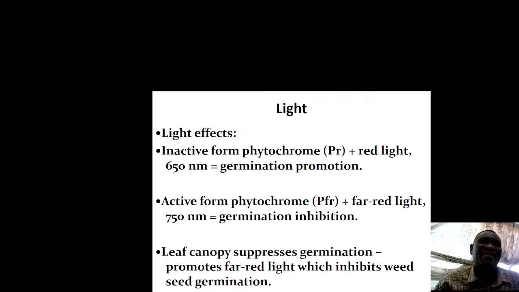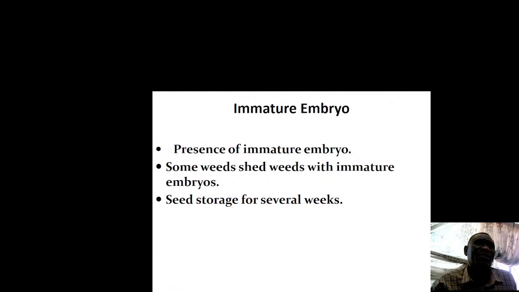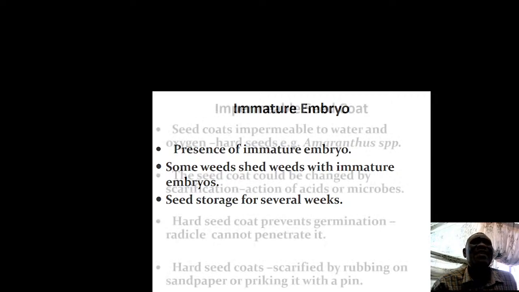So leaf canopy can suppress germination, where you have promotion of far red light, which inhibits weed seed germination. Immature embryo. Presence of immature embryo. Some weeds shed seeds with immature embryos, so seed storage is required for several weeks before you can get germination.